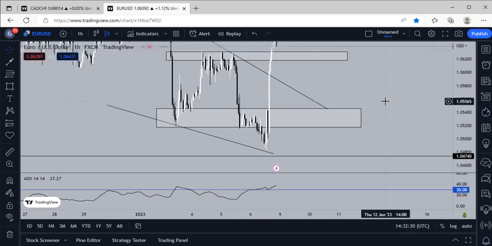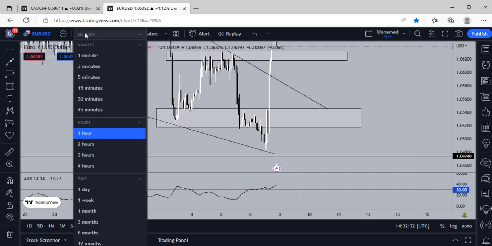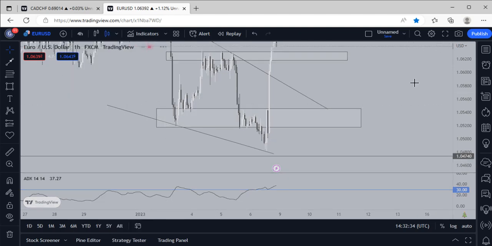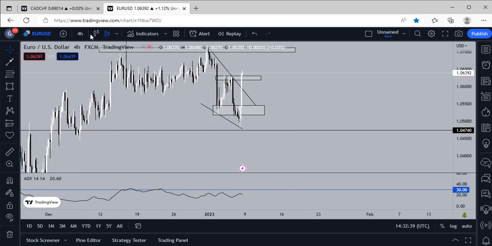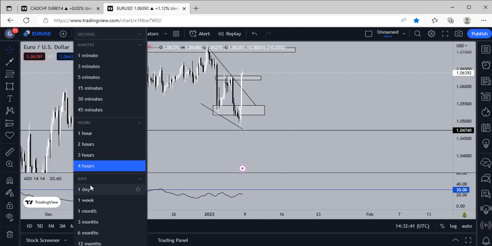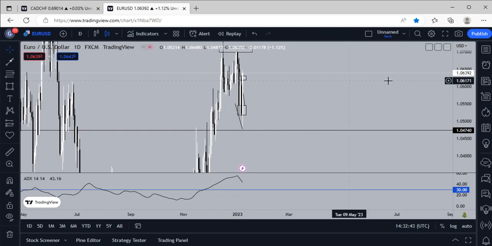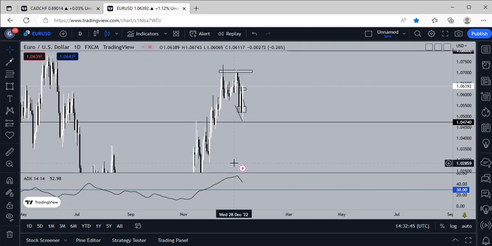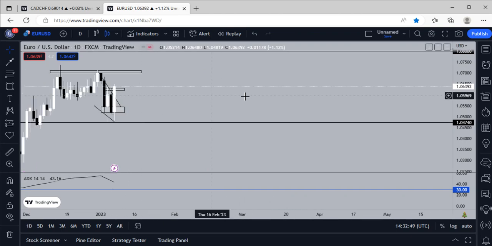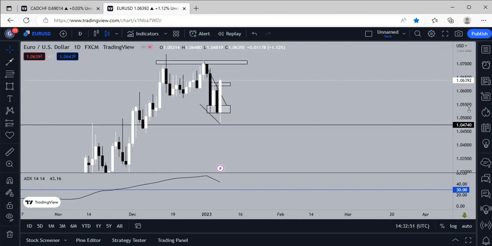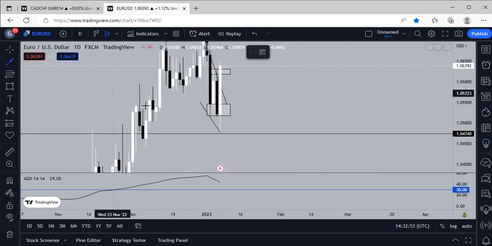And if I can just go to the 1 hourly and try to look for a wick. Now I don't really get much. Maybe on the daily. Yes, there you go. Now if I can just zoom in. Right. It's a wick. It's a fake out.